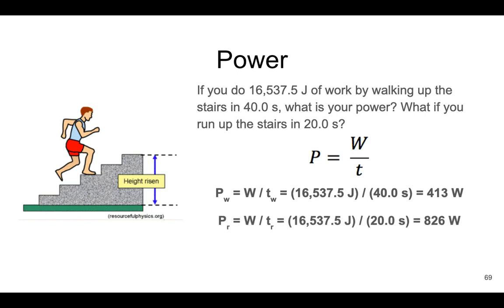The power you're exerting when you're running, it's the same amount of work divided by the time it takes you to run up the stairs. It's half the time, so your denominator is half as big, so it takes twice as much power, 826 watts.